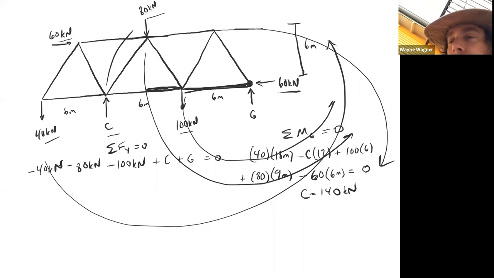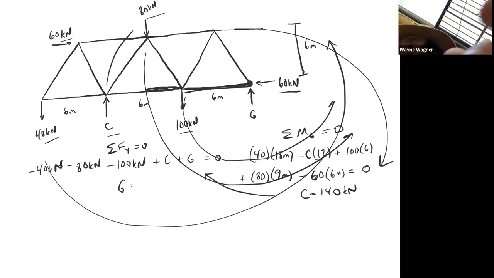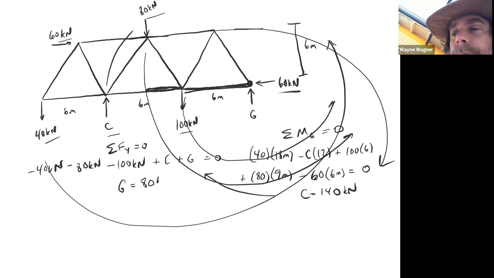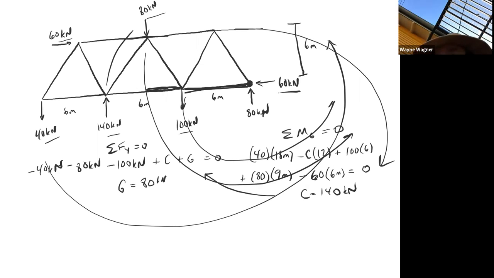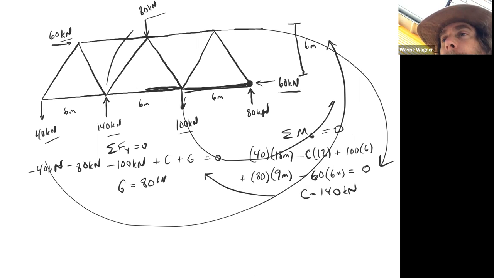And if I plug that back in over here, G equals, so we've got 140 minus 100 minus 80 minus 40. So G is 80. Okay, cool. All right, so C is 80. And G is, sorry, got that wrong. C is 140. G is 80. Okay, please interrupt me if something doesn't make sense. I'm gonna go ahead and erase all this because it's in the way.